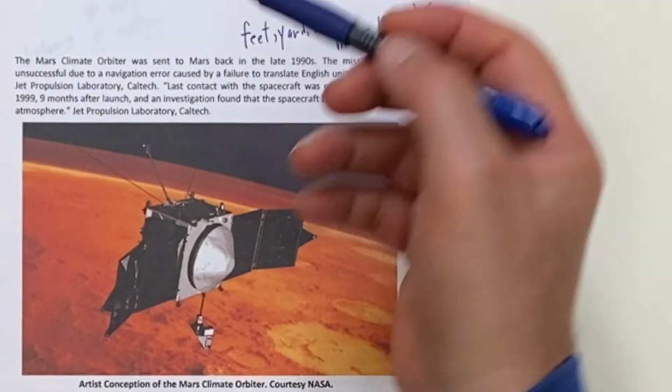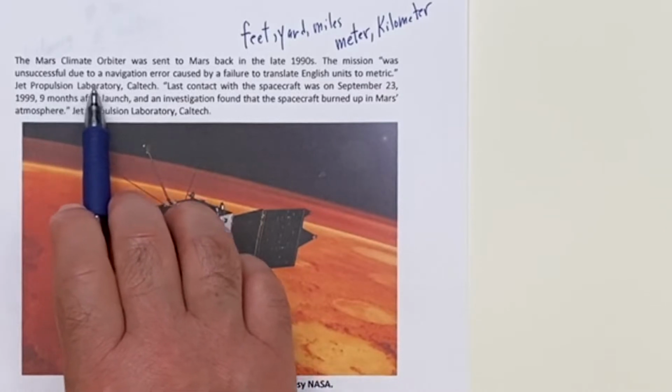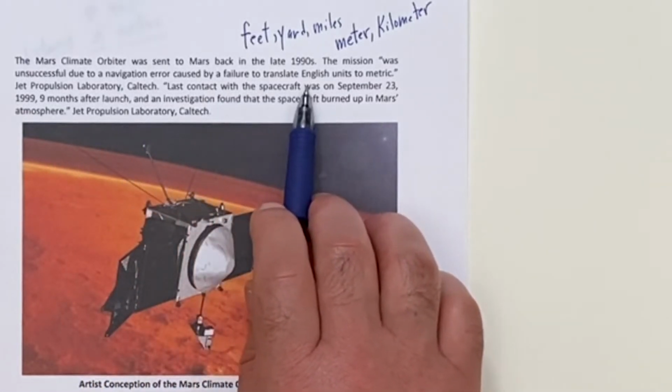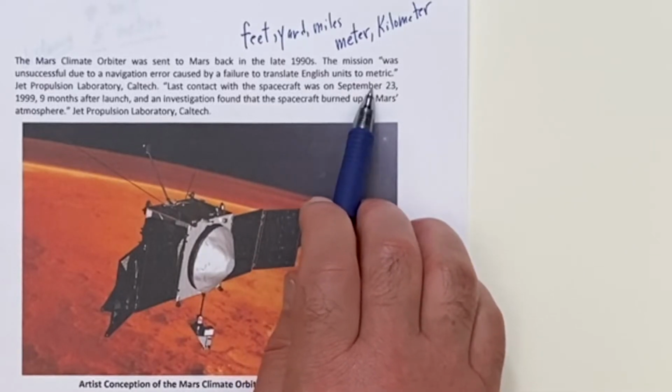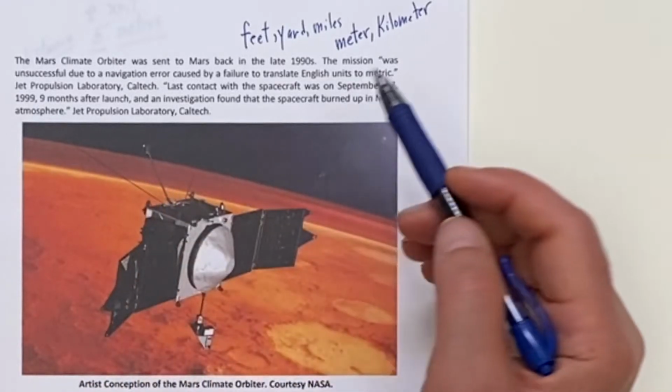Here's what NASA said. The mission, quote, was unsuccessful due to a navigation error caused by a failure to translate English units to metric. Jet Propulsion Laboratory, Caltech.